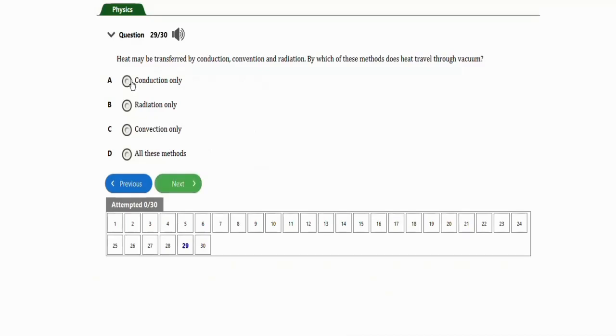It says heat may be transferred by conduction, convection, and radiation. By which of these methods does heat travel through a vacuum? So the correct option here is option B, which is radiation only.